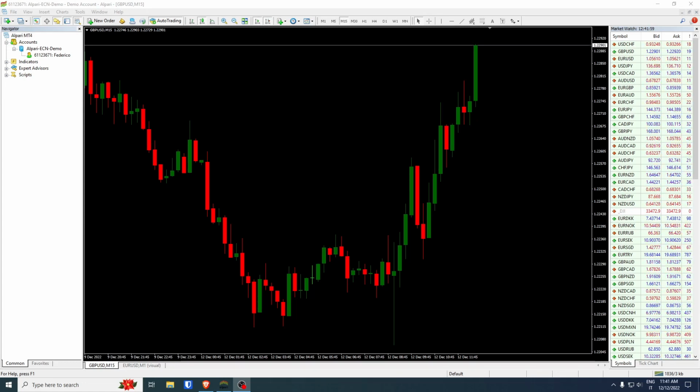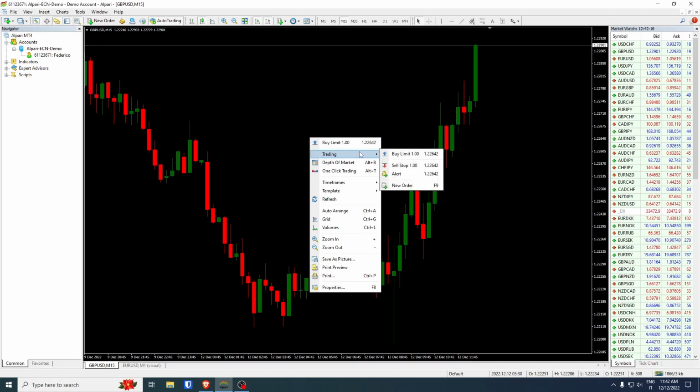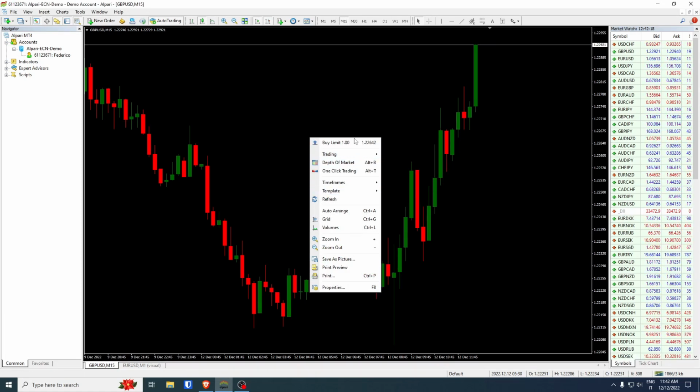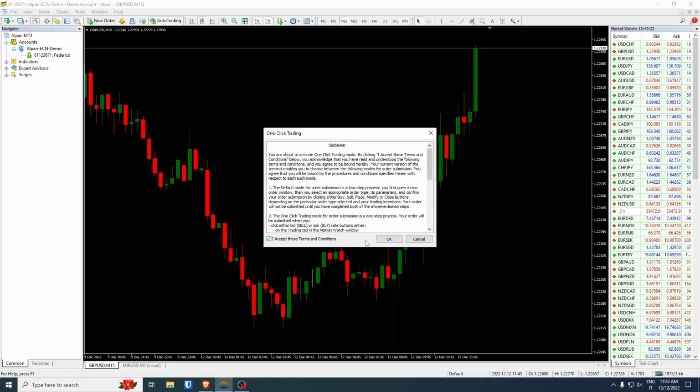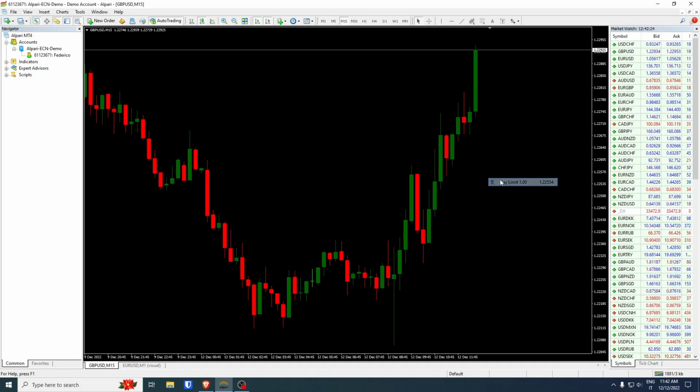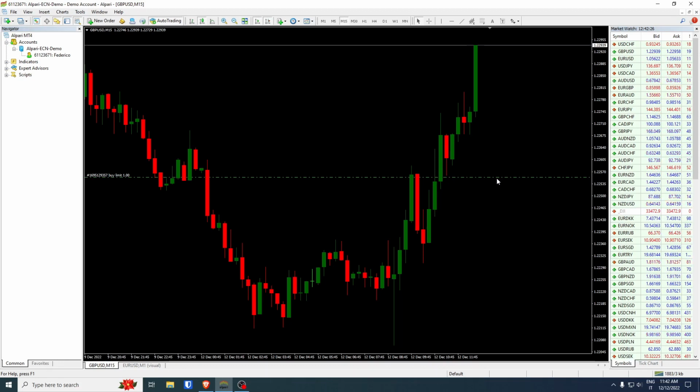What is the slippage? The slippage is essentially when the broker will send your order in the market. For example, if you set an order, you click buy. So for example, let's go here. You go to trading and let's set a buy limit here. Accept. Okay. Now we got a buy limit right here.